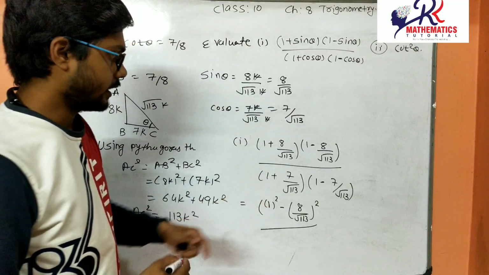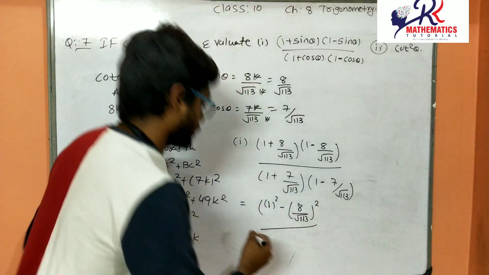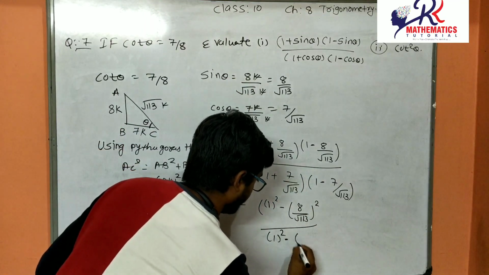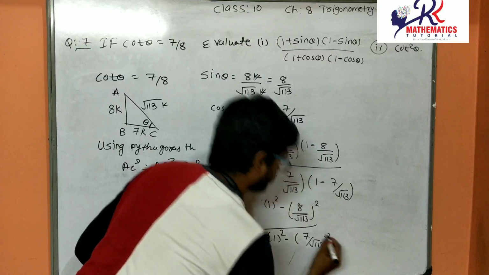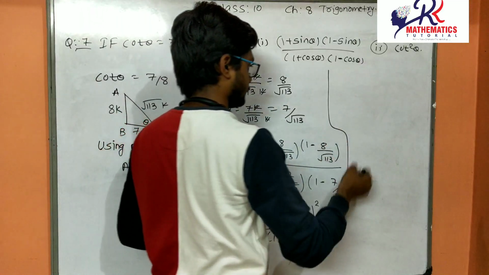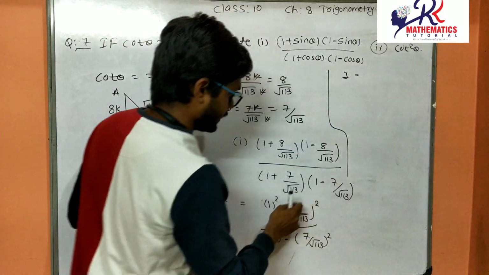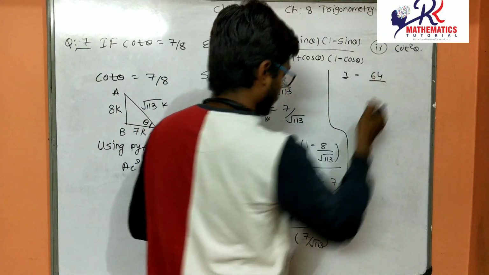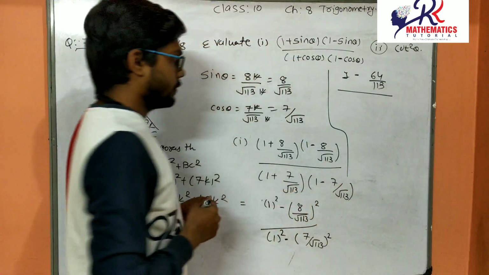Now here again we have to apply the formula (a plus b)(a minus b), which is a square minus b square. So now 1 square is 1, whereas 8 square is 64, and the square of square root of 113 is 113 only, because square and square root will cancel.